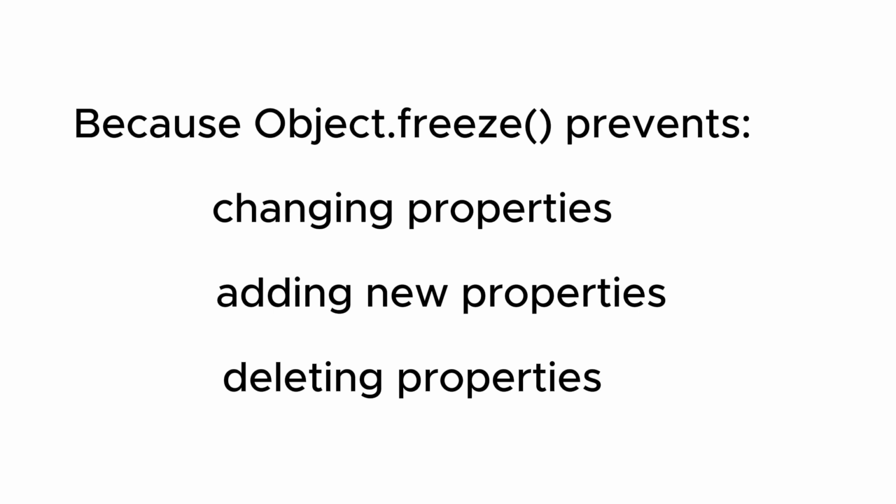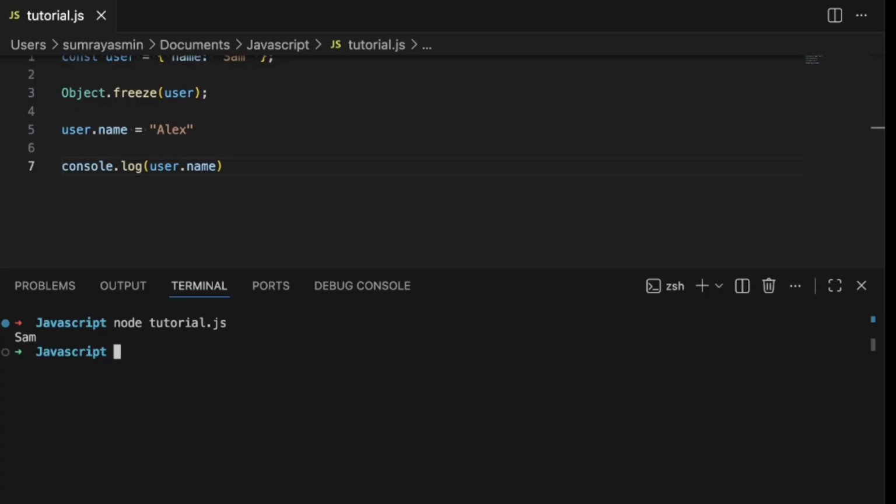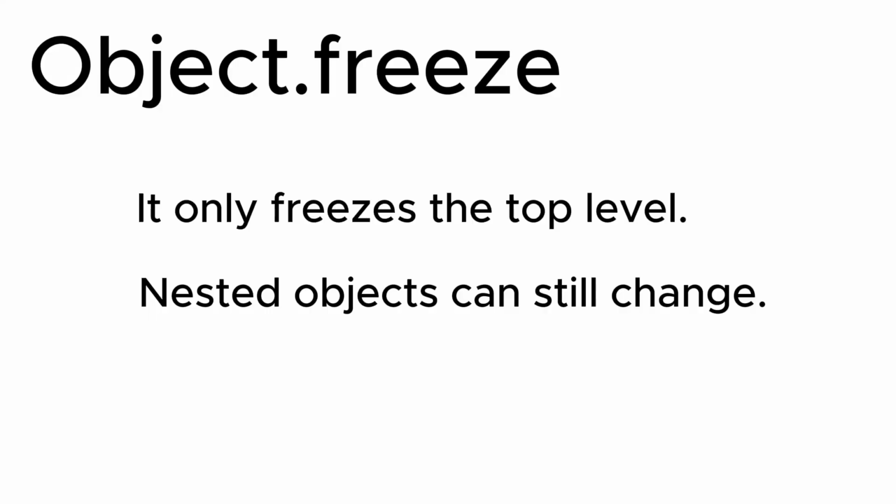So now you bought a house. The location of your house is fixed, plus the inside of your house is also fixed. You can't make any changes as per your need, right? So far you must be clear on the difference between const and Object.freeze, but there's one catch. It only freezes the top level.